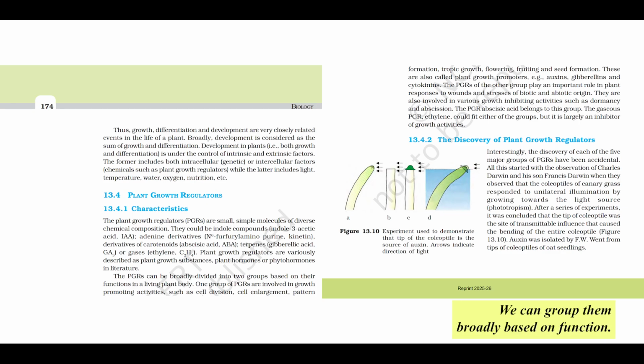We can group them broadly based on function. First, plant growth promoters. These are involved in promoting activities like cell division, cell enlargement, pattern formation, tropic growth, flowering, fruiting, seed formation. The main examples: auxins, gibberellins, and cytokinins. The go signal. Exactly. Then we have plant growth inhibitors.